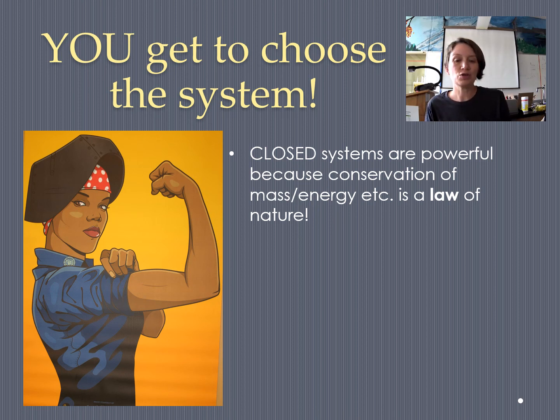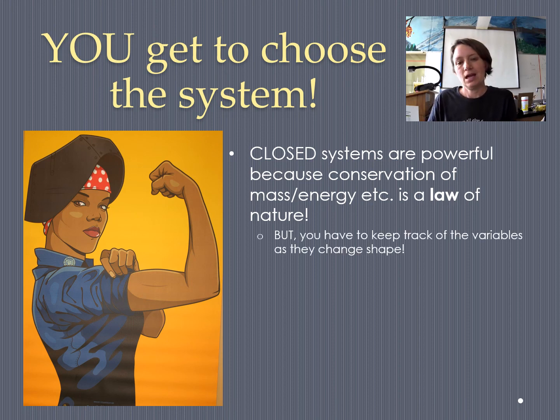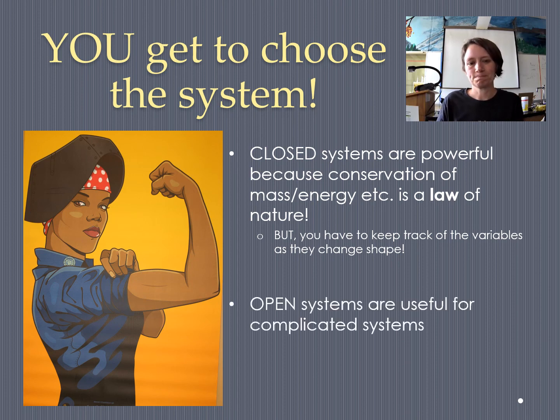Typically, I would try to choose a closed system if you can, because we can use those conservation principles in closed systems. It's a law of nature that mass and energy are conserved in closed systems. So if you can imagine keeping track of all the stuff, it's going to make your life a little bit easier because you can use those laws of nature. However, you've got to keep in mind that sometimes variables change the way they look or change the way that they interact with things, and so it can be a little tricky to keep track of those variables sometimes.